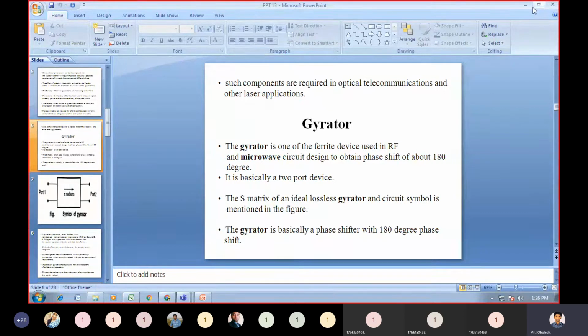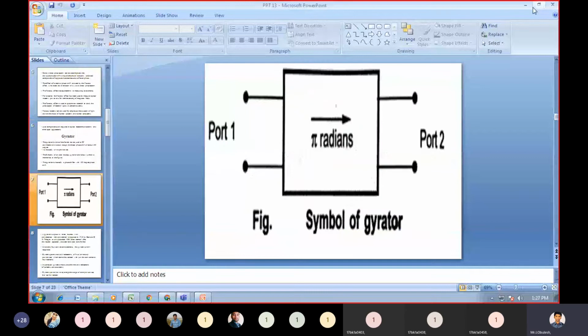And the S matrix of an ideal lossless gyrator and the circuit symbol are shown in the figure below. You need to see it in the next slide. The gyrator is basically a phase shifter with 180 degrees phase shift. You need to remember these two points. This is the symbol of the gyrator.